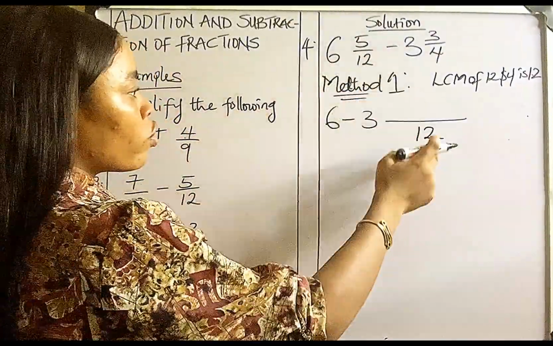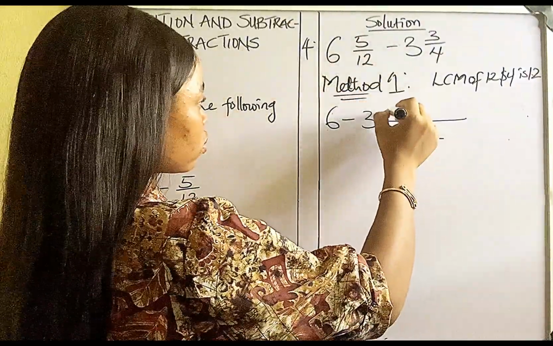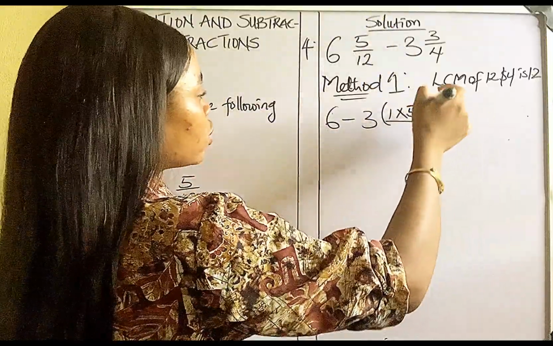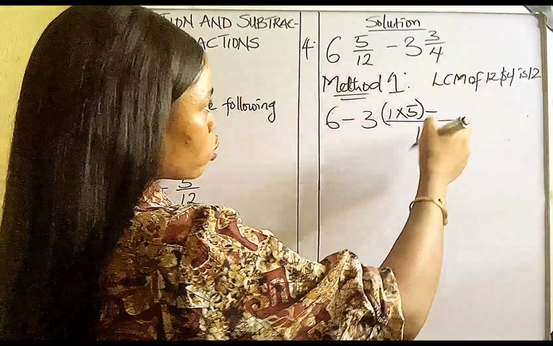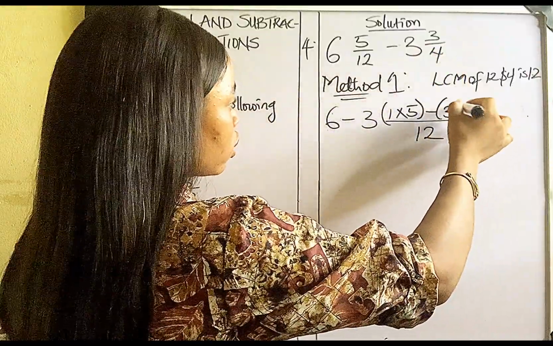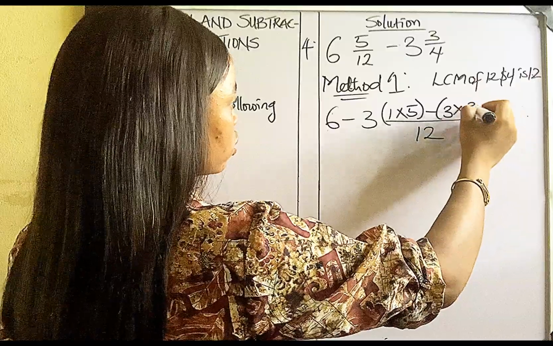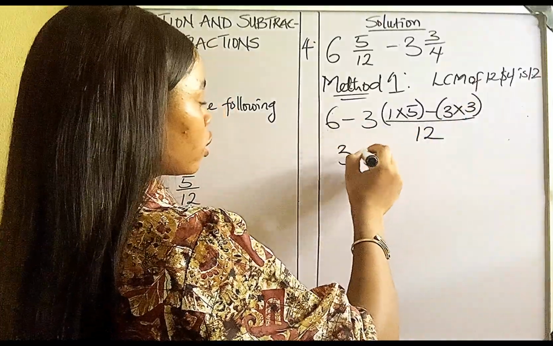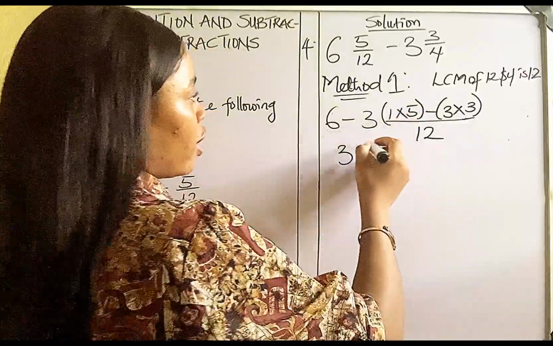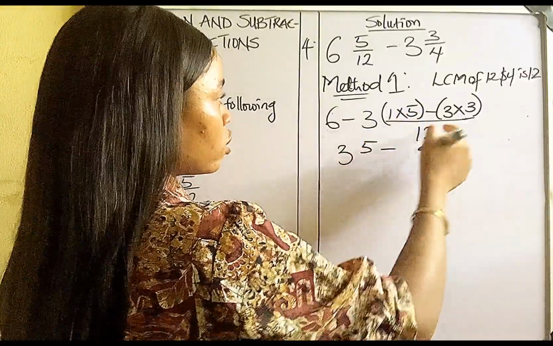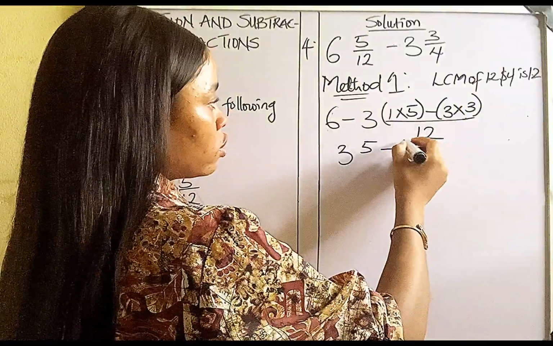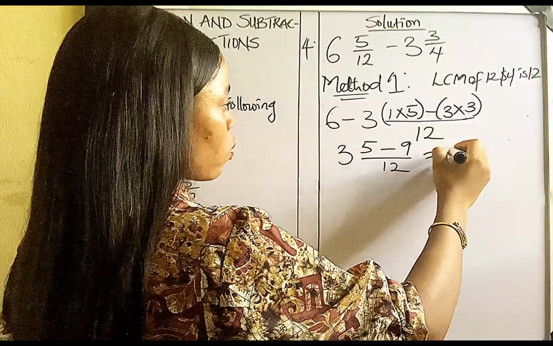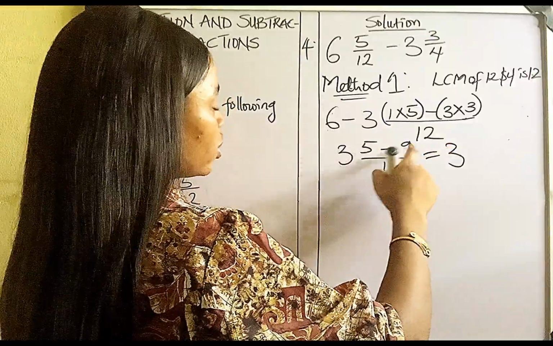We have 12 going into 12, that is 1, times the numerator 5, minus the next one, 4 going into 12, that is 3, times the numerator, which is 3. So this gives us 1 times 5, that's 5, minus 3 times 3, which gives us 9, all over 12. And this is equal to 3 whole number, 5 minus 9.